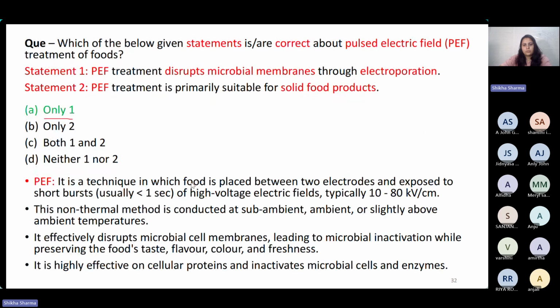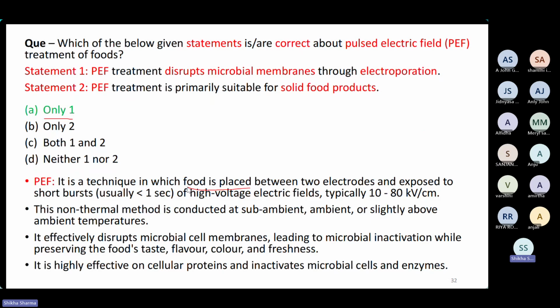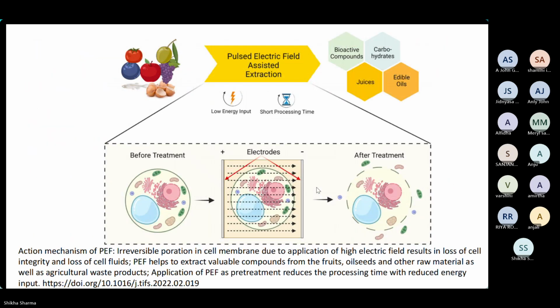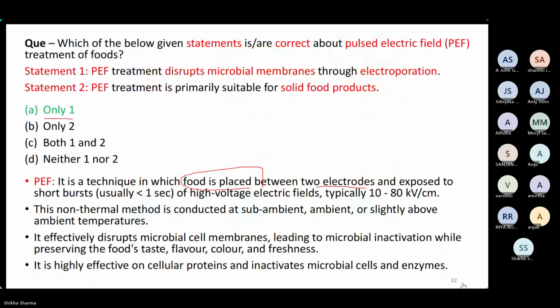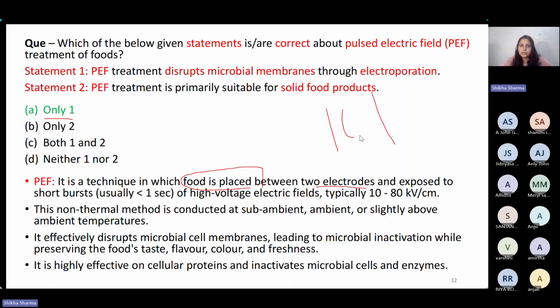Pulsed electric field is a technique in which the food is placed between two electrodes, like this. So the food will be between two electrodes.